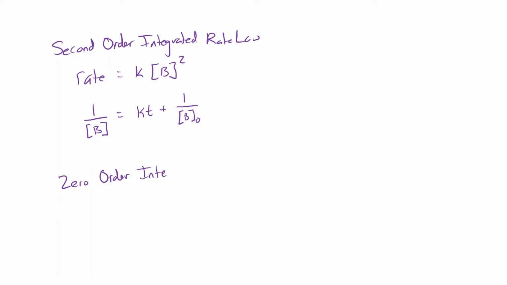This one is pretty easy. So what's a zero order rate law? That's if the rate equals k. And so the concentration of A equals negative kt plus the initial concentration.